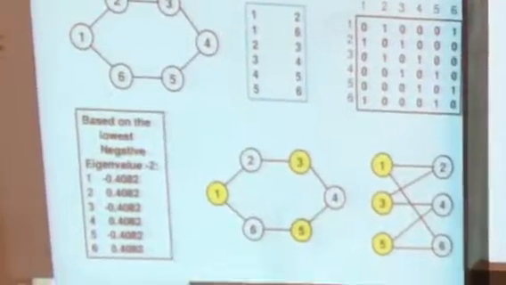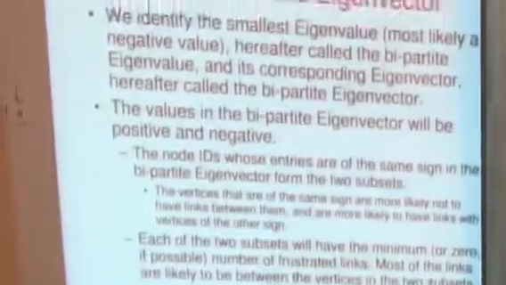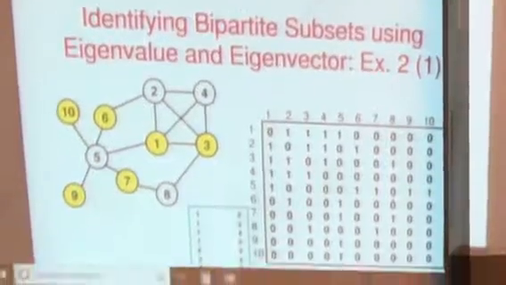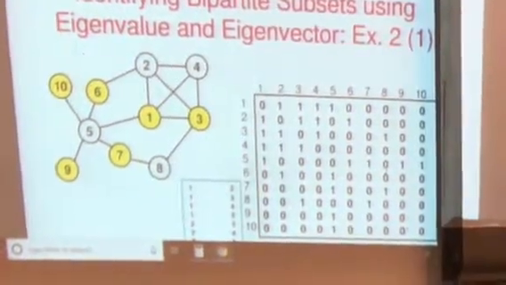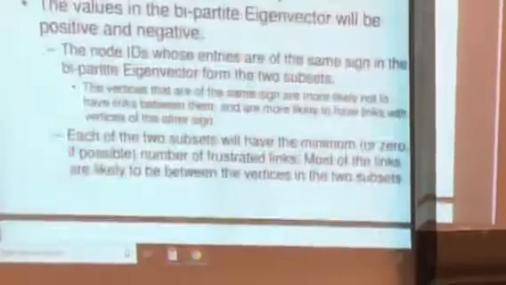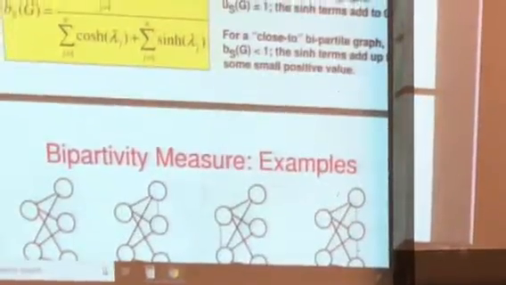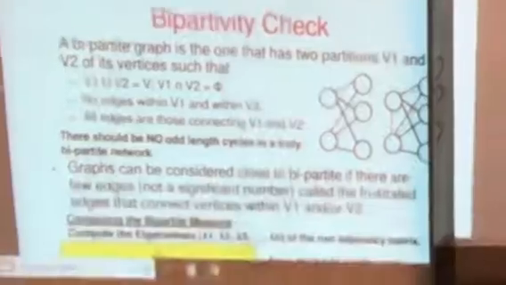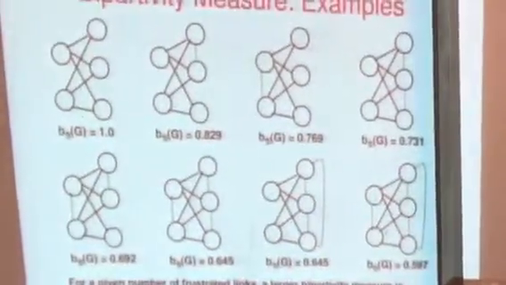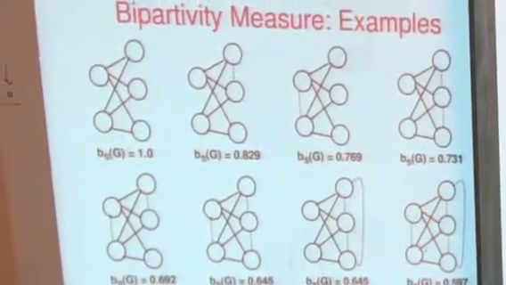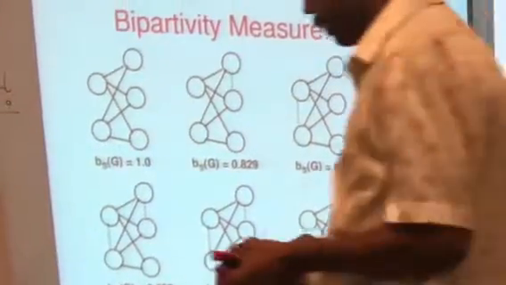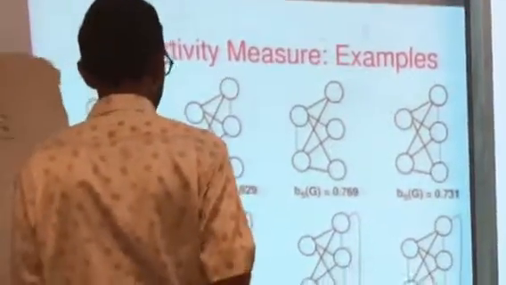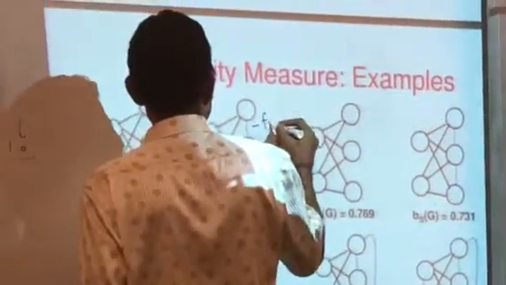Okay. Now, so what if the graph is not bipartite? So let me introduce this notion called frustrated edges. If the graph is not bipartite and there are some edges between vertices in the same partition, there's a name for those edges. They are called frustrated edges.